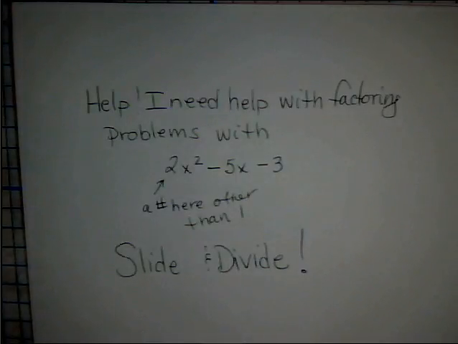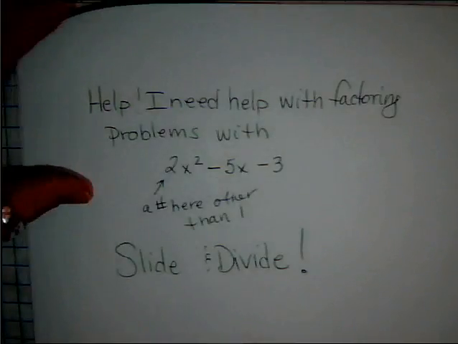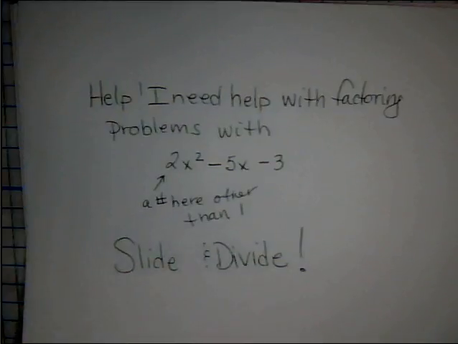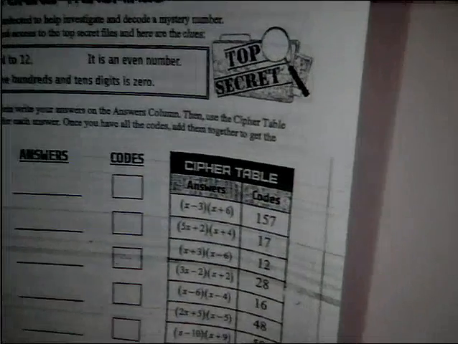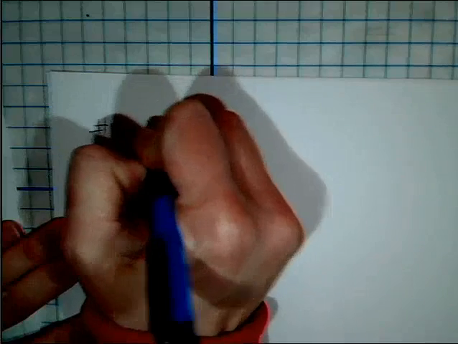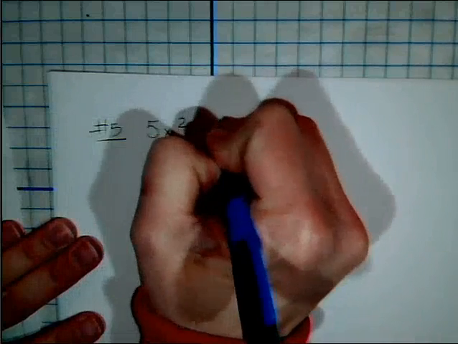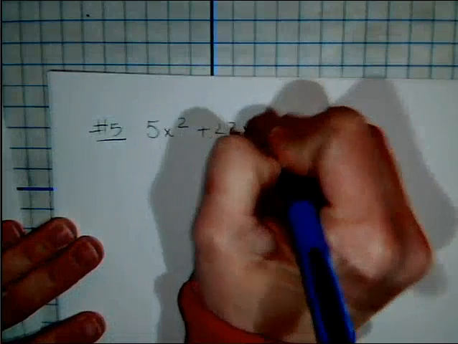This should help you with part of your assignment that I had given a couple days ago. There was a puzzle sheet, page 17. We're going to take a look at one of those problems. The puzzle sheet was a decoder message. We're going to look at question number 5 in that. It has an a not equal to 1. Number 5 says 5x squared plus 22x plus 8.